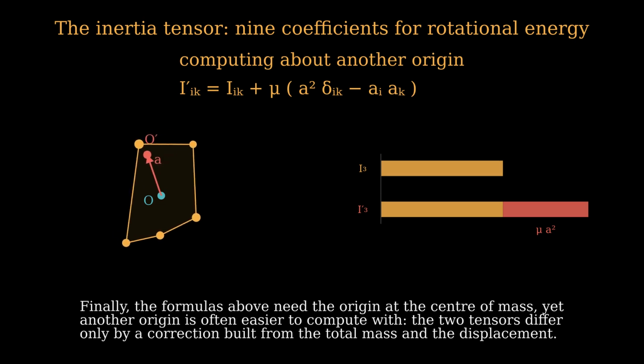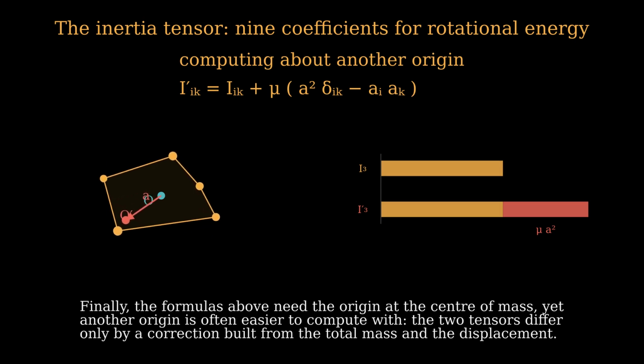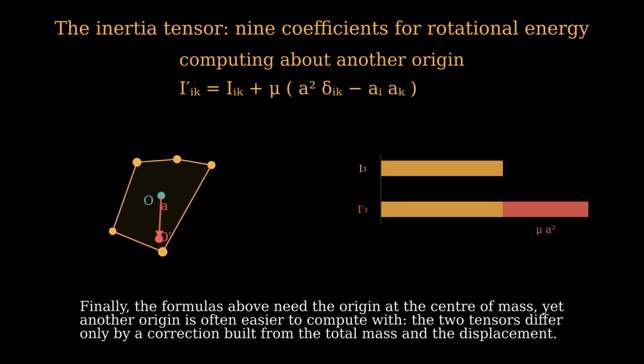Yet another origin is often easier to compute with. The 2 tensors differ only by a correction built from the total mass and the displacement.